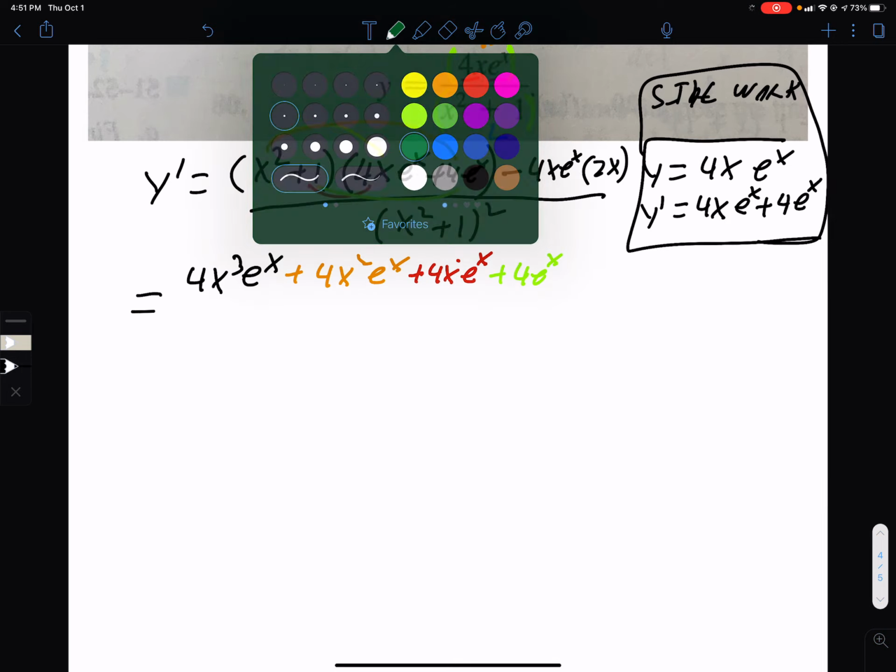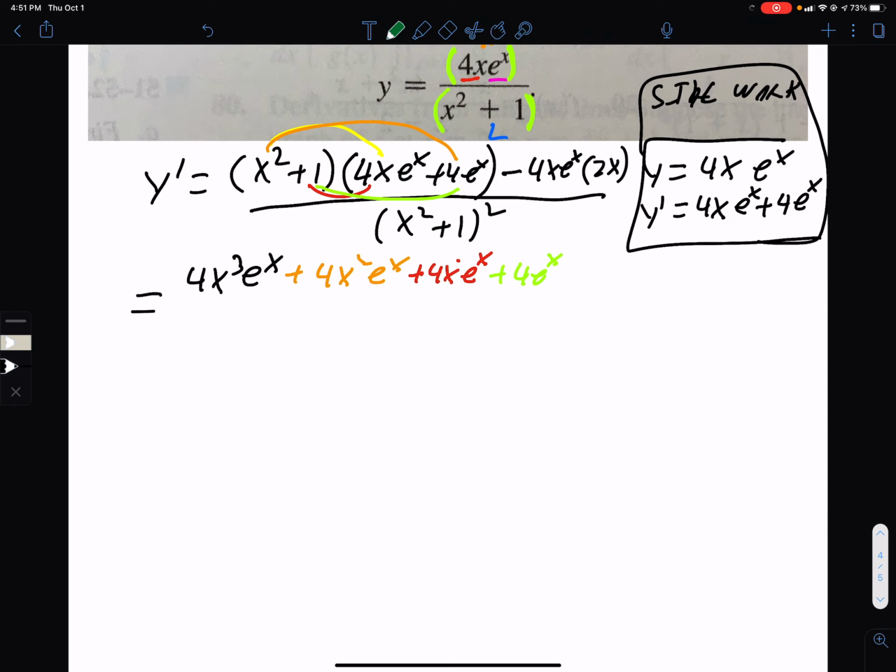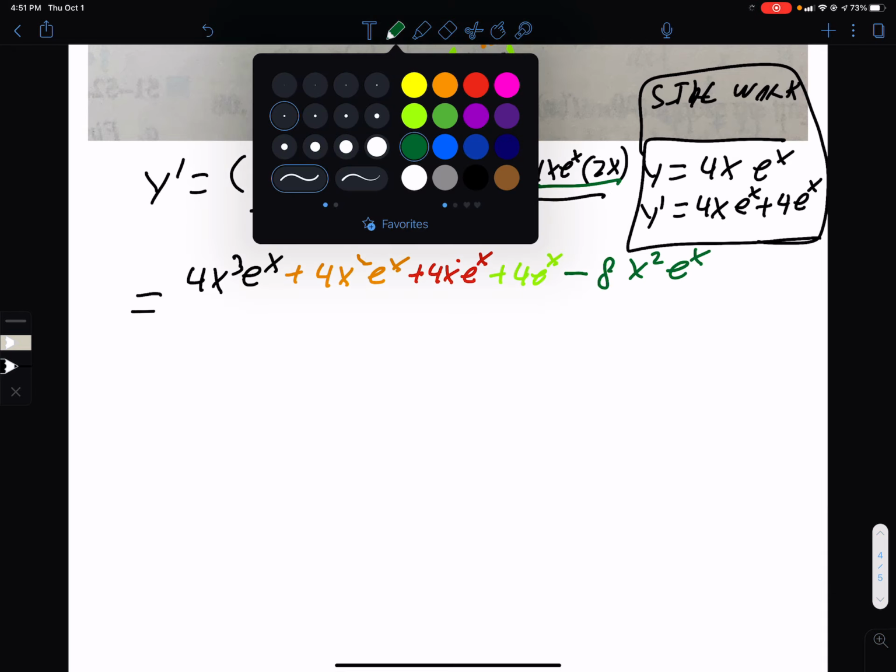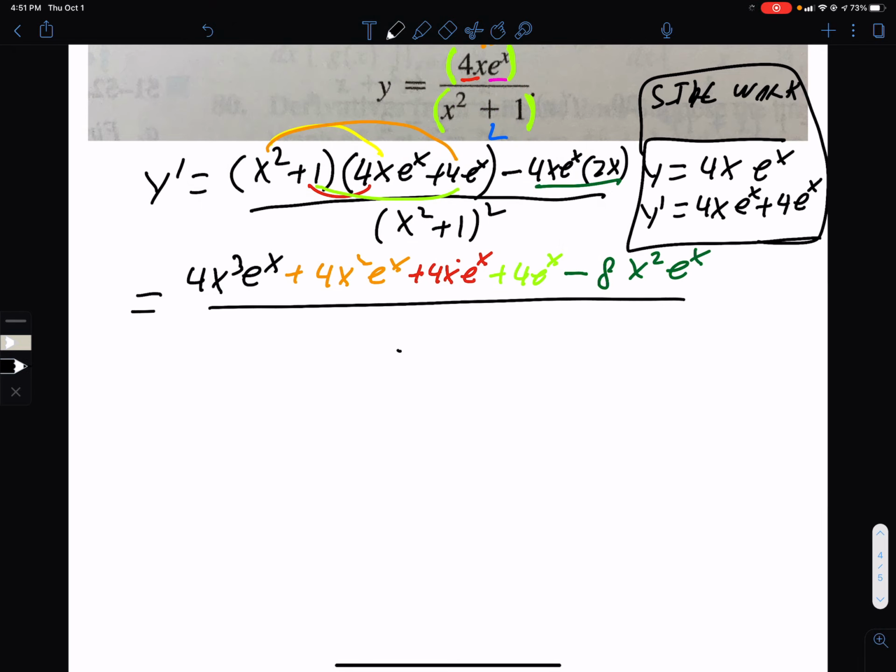Then I'm going to do minus the rest here. That's going to be 8x squared e to the x. And that's going to be all over... And I don't want to multiply this out. It's already factored. I don't want to defactor that.